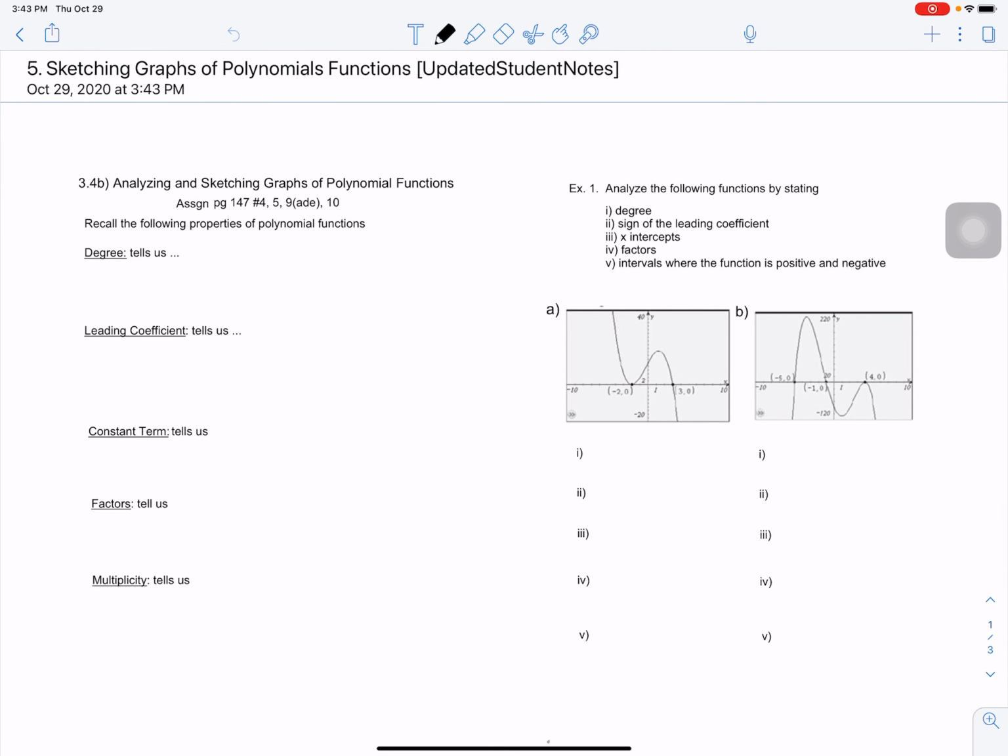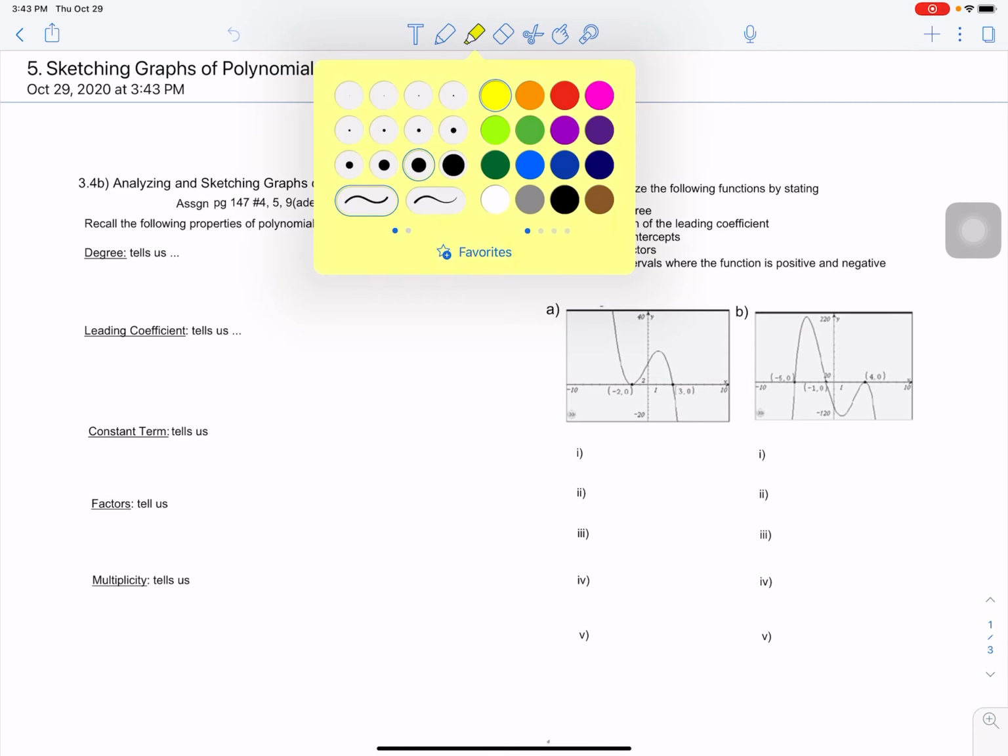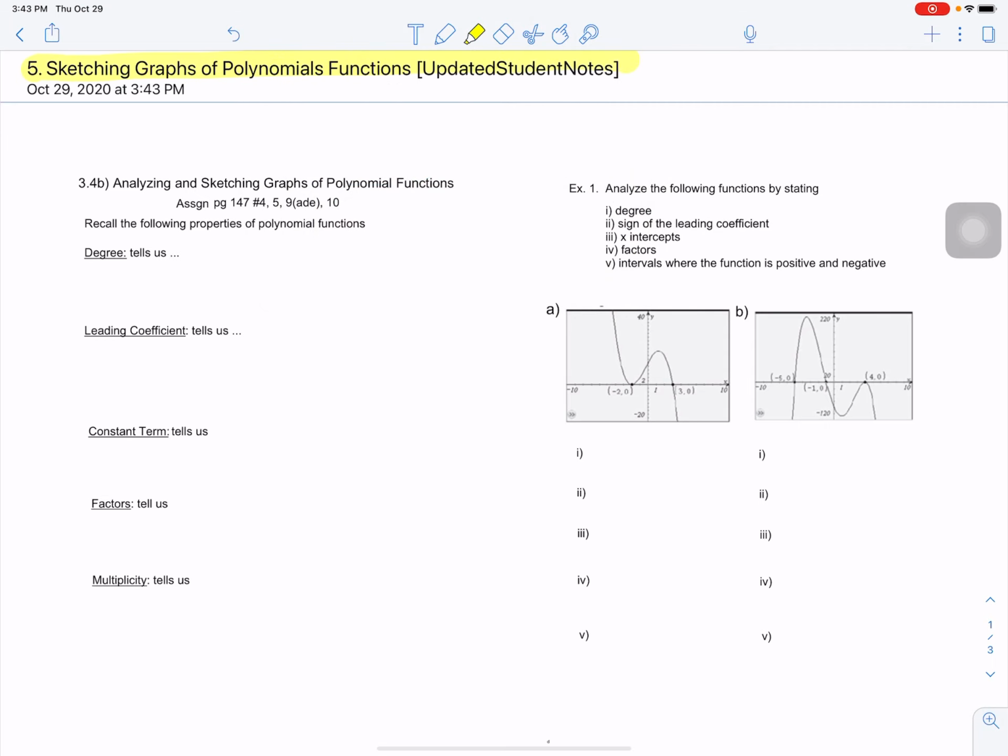So we're going to do a lesson today on sketching graphs of polynomial functions. So we're basically putting all of the ideas we learned together onto here's a formula, what does the graph look like, including the x-intercepts now. So you have to remember that the degree tells us the basic shape, okay?